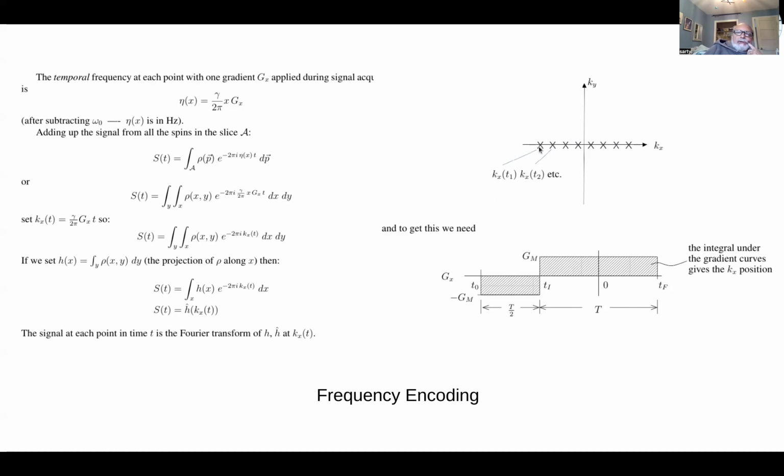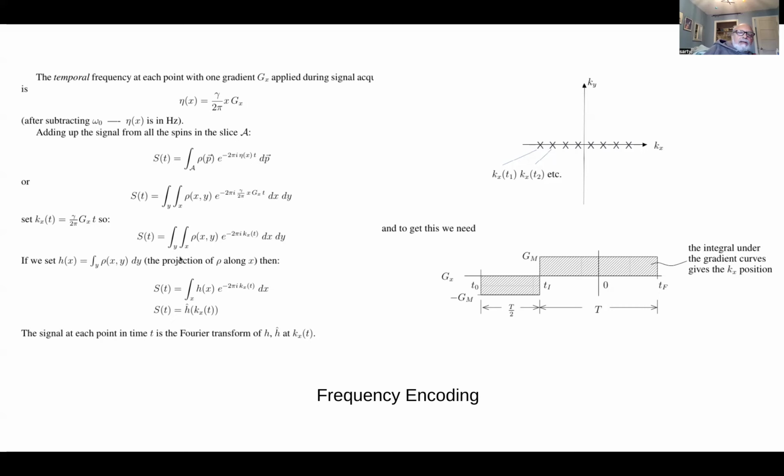But the take-home message here that you should really try to understand is that as you sample the signal at different points in time, you end up with the value of the image that you're after at different points in this temporal frequency k-space. So that's our frequency encoding. That gives you X. But what about the Y? An image is two-dimensional. We need to get the Y.